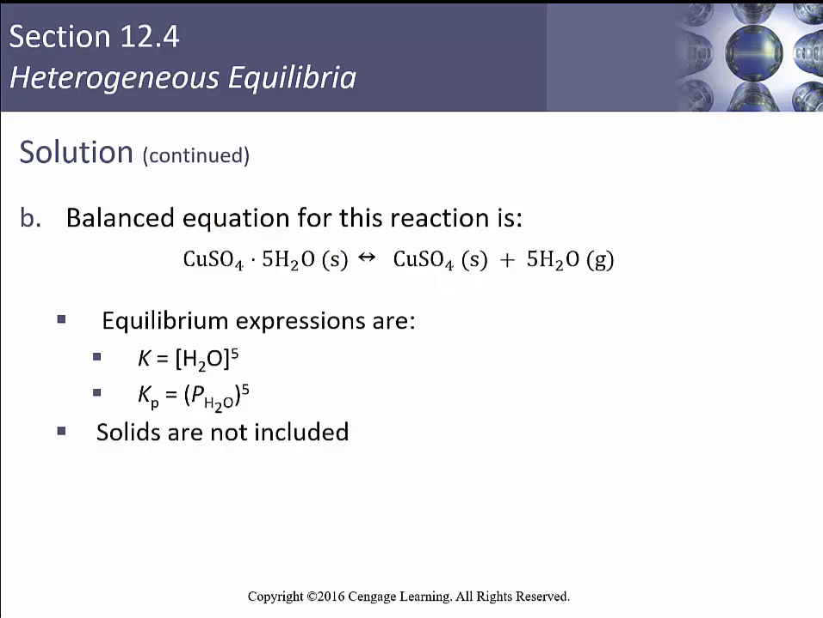For our reaction with copper sulfate, we're going to take our hydrated form here and drive off the water. In this case, we've got 2 solids and 1 gas. So our equilibrium expression for K is just going to be the concentration of H2O raised to the 5th power, and our Kp is going to be the pressure of the H2O raised to the 5th power. Our solids are not going to be included. If you were looking for a delta n, what would delta n be?